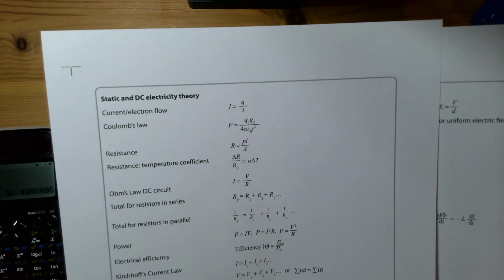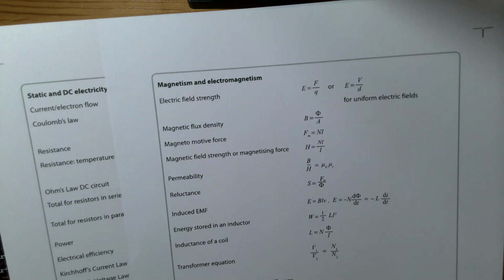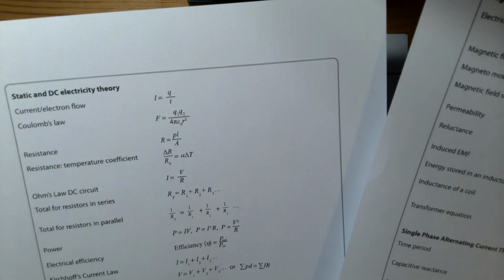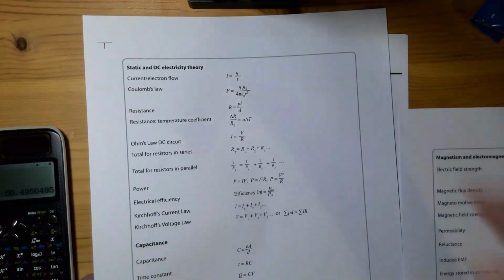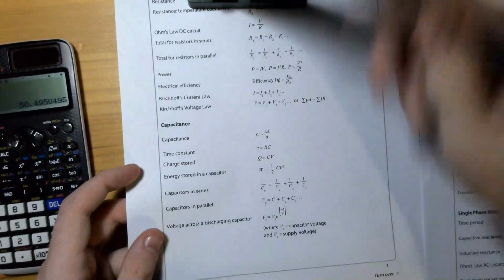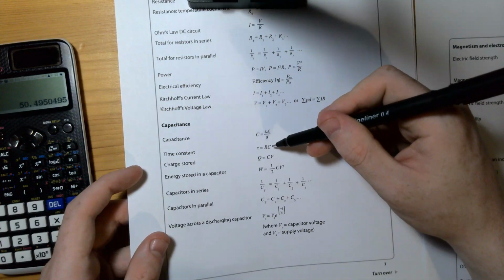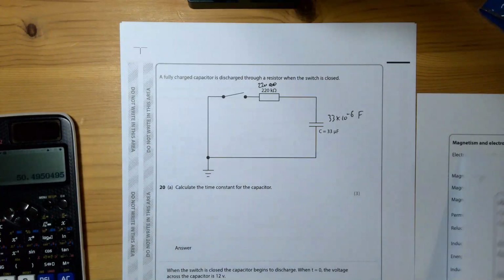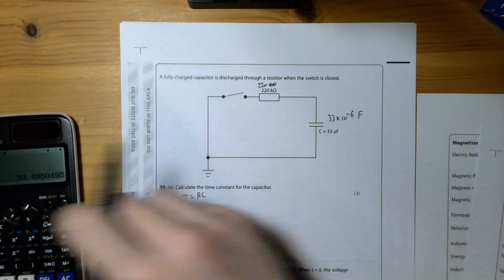Looking for time constant. Did I miss it? Got time period. I'm looking for a very short formula. There it is, time constant. At the very bottom, T or tau equals RC, resistance, capacitance. Quite simple. Convert my resistance to capacitance, times them together. So time constant is tau equals RC.